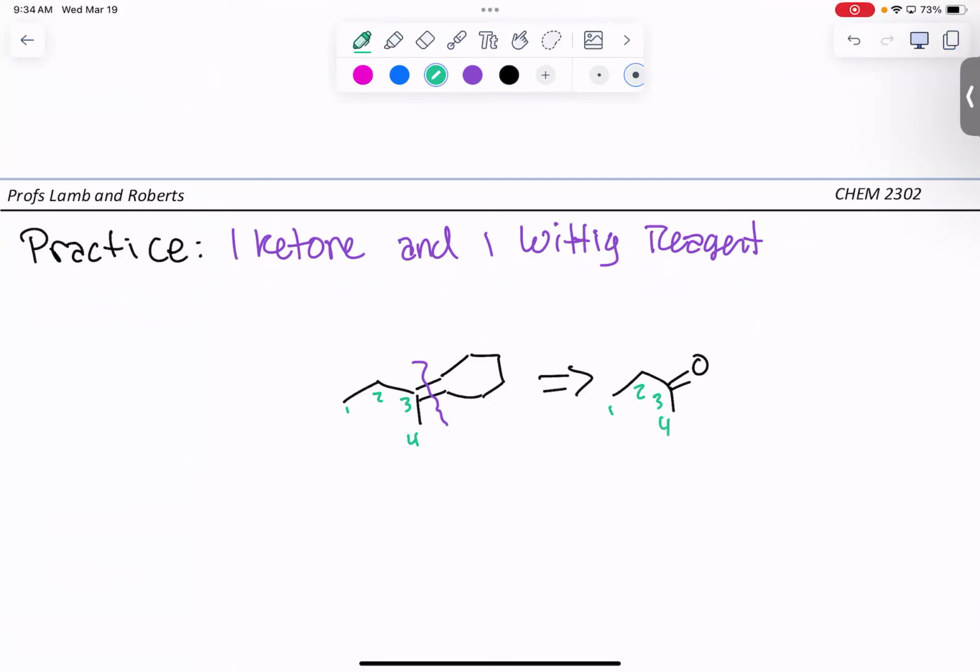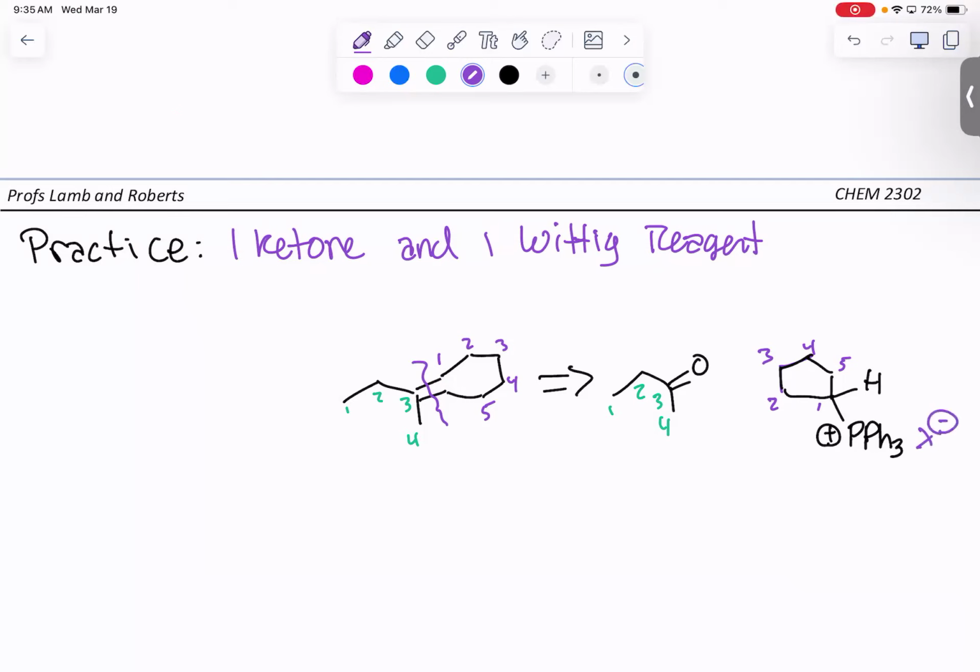Now let's take a look on the other side, and we can label these carbons on the other side, 1, 2, 3, 4, 5. Now we're going to need a phosphonium salt with a 5-membered ring. 1, 2, 3, 4, 5. We have a CH here, and we can have our phosphonium salt. All right, so we just need one ketone and one Wittig salt, all right?